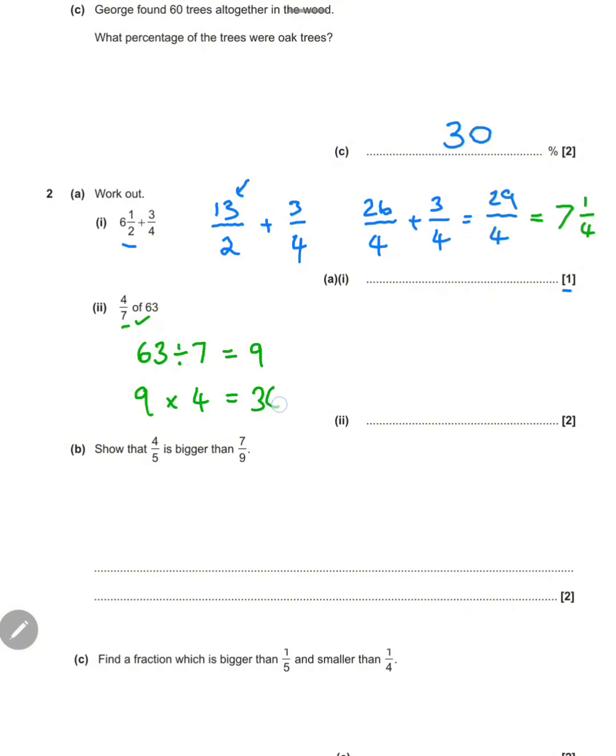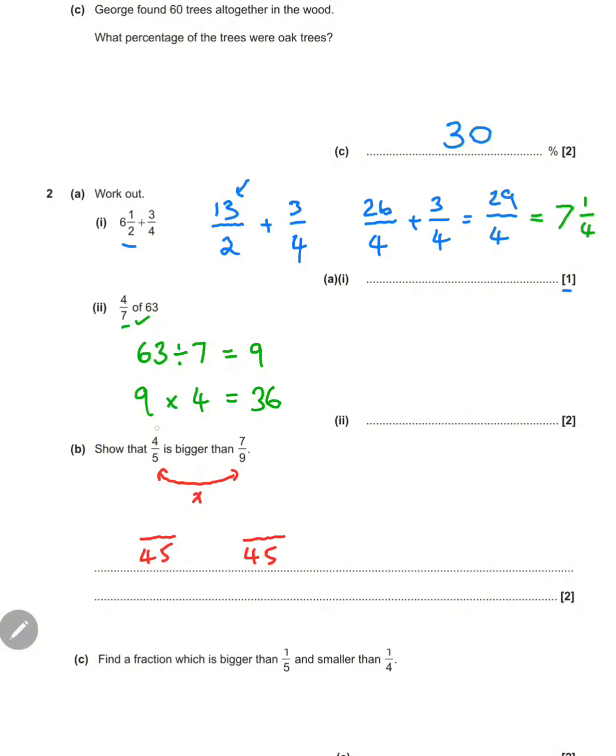4 9s are 36. Showing that a fraction is bigger than another fraction, again, we're going to need common denominators here. To compare fractions, like adding fractions, you want common denominators, and I am going to need to times these together. So 5 9s are 45. Change both fractions into 45ths. What do I do to this 5?